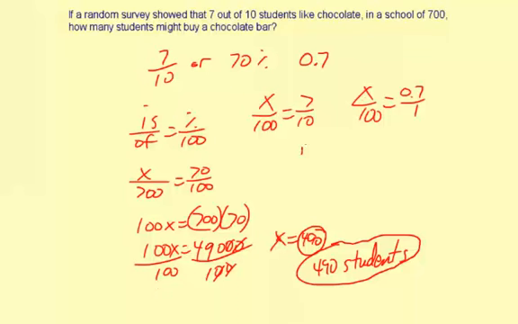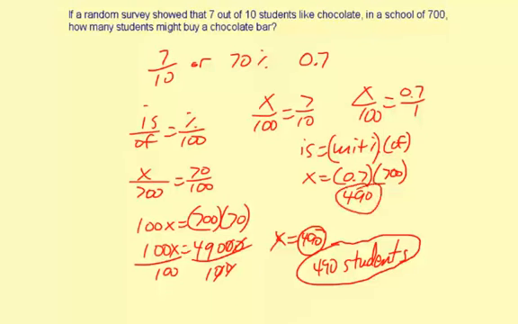And remember that one is equals the unitized percent times the of. So the is, we don't know, x. The unitized percent, well, that was 0.7. And the of is the total population, which is 700. So you can just do 0.7 times 700 also, and that gives you the same 490.